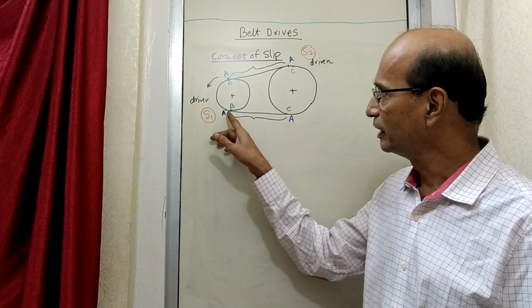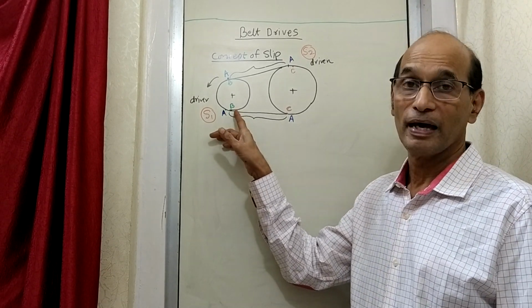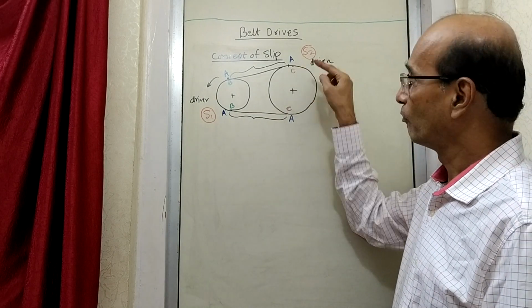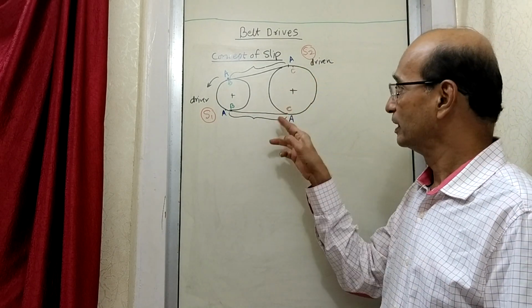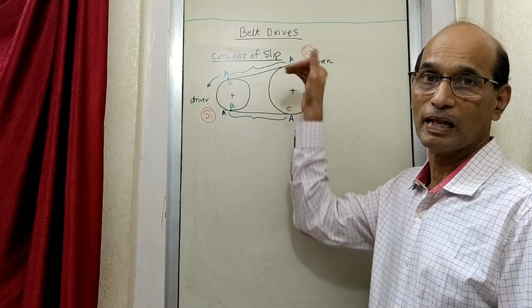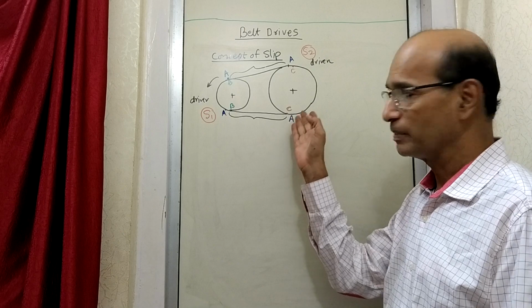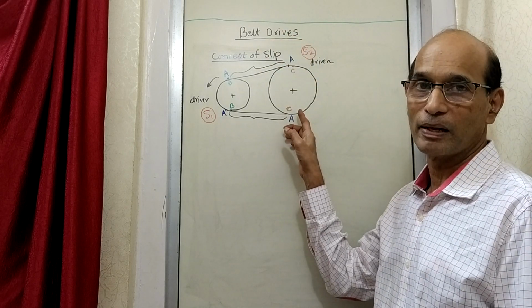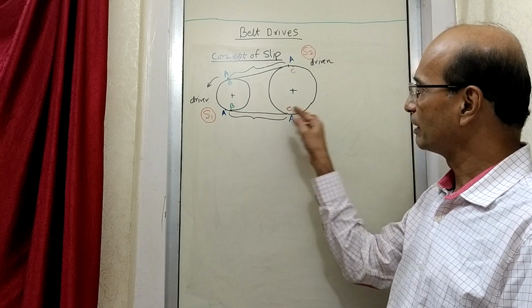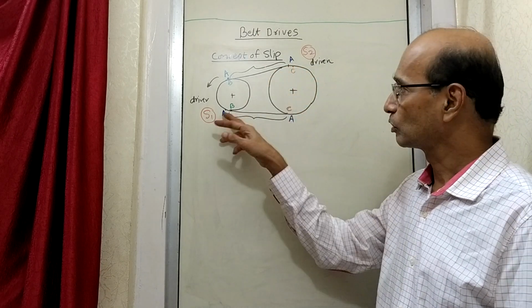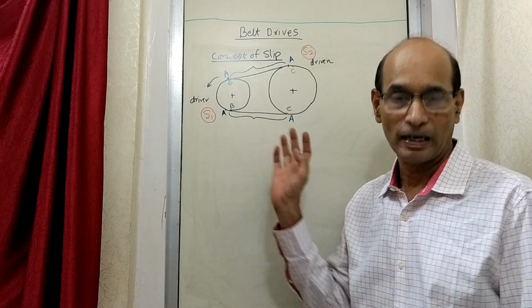If you see here, A is behind B, here C is behind A. Why is C behind A? Because here A is the one which is driving C with some lagging behind. That means A is finding it difficult to take C forward. So some slippage will take place. When slippage takes place, C will remain behind, A will go forward. That's why the difference is shown like this. So this is the concept of slip, and that is what happens.